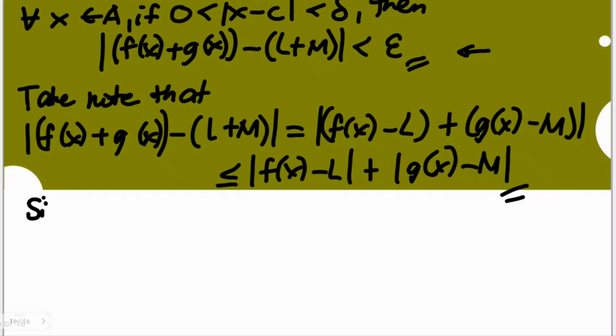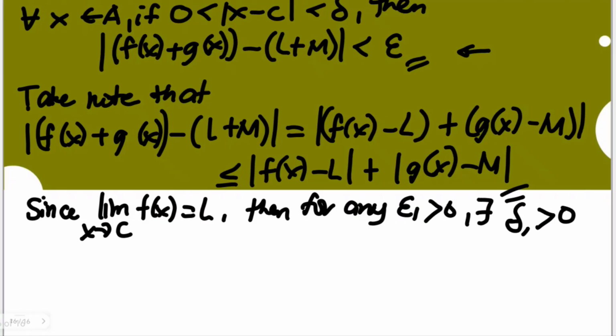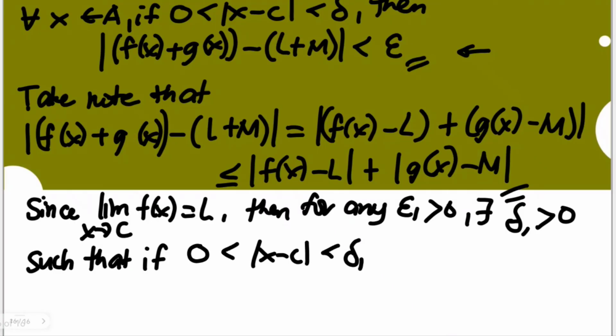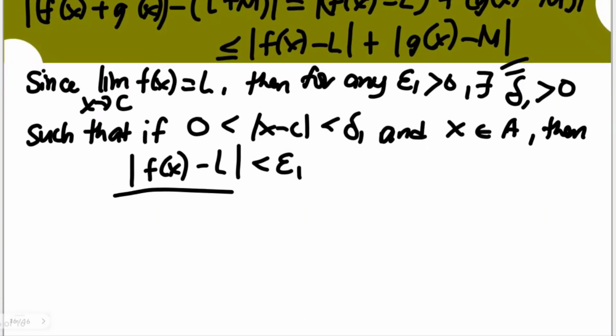Then we go to the claim. Since the limit of f of x as x approaches c is equal to L, then for any epsilon sub 1 greater than 0, there exists delta sub 1 greater than 0, such that if the distance between x and c is greater than 0 but less than delta sub 1, and x is an element of A, then we can say that the absolute value of f of x minus L is less than epsilon sub 1. Okay, so we have structured this now.